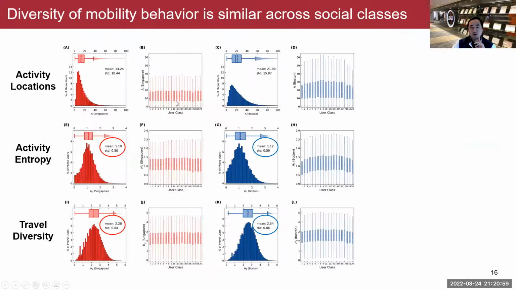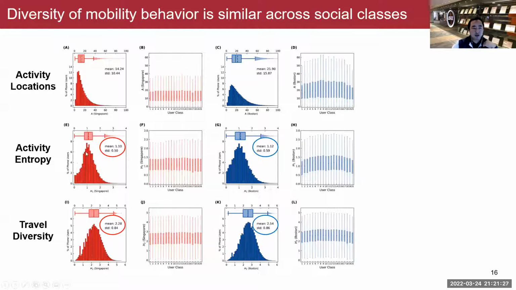And when we look at the other indicators, like the number of activity locations people travel to in a general day and the diversity of daily activity and travel patterns, very surprisingly, in both cities, we see that these metrics do not seem to vary significantly across user classes. No matter whether you belong to the upper, middle, or lower social class, the level of activity diversity you exhibit tends to be very similar.